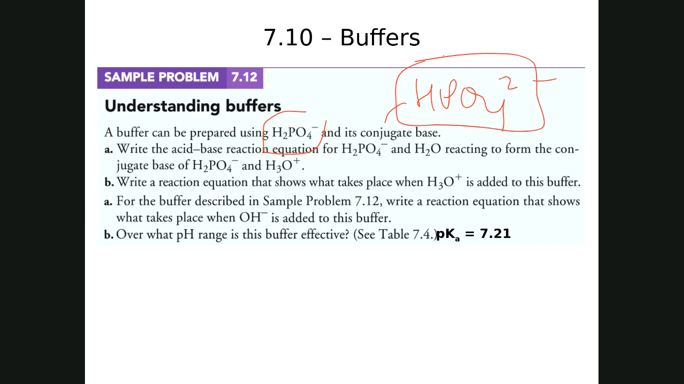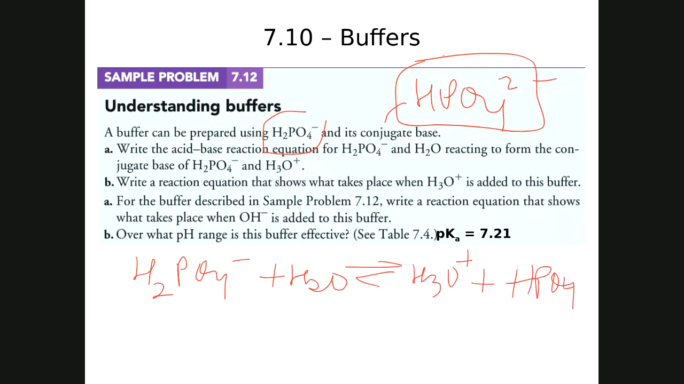So again, what is the reaction that results from the H2PO4 minus reacting with water to form its conjugate base? So this is the normal solution of H2PO4 minus dissolving in water. When this is dissolved in water and it reacts with the water, it's going to transfer a proton to the water, and it produces hydronium, and then of course it produces its conjugate base, HPO4 2-.